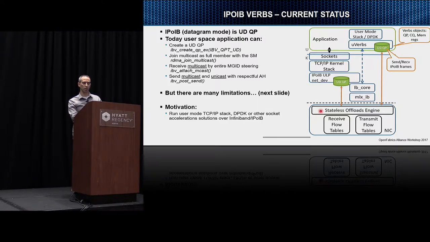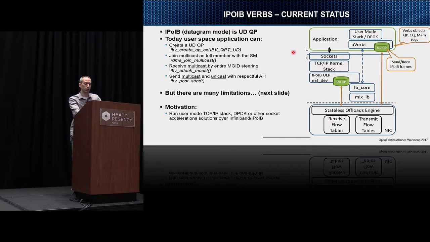Similarly, we have here the hardware that can support stateless offloads. We have the kernel stack with the ULP and the kernel RDMA services, the TCP stack, and the socket applications run on top of the IPv4 ULP, whether it's enhanced or not. Applications can also work on top of the user verbs and implement their own user mode TCP stack on top of verbs, or use DPDK, and we would like to allow them to do that over IP over IB as well.